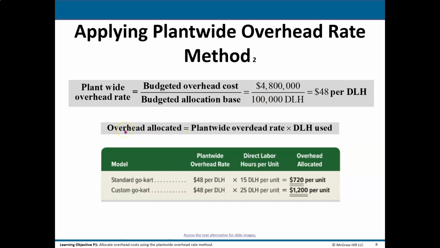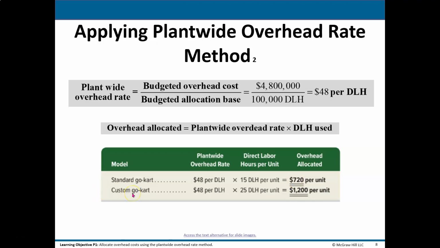So now we're going to allocate overhead based on the rate, $48 per direct labor hour, times the direct labor hours used. So $48 per direct labor hour times the number of direct labor hours used per unit. Each standard go-kart is going to have, in addition to the direct materials and direct labor costs, $720 of overhead allocated to it.